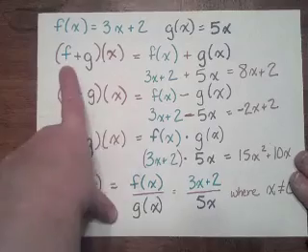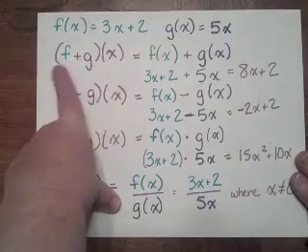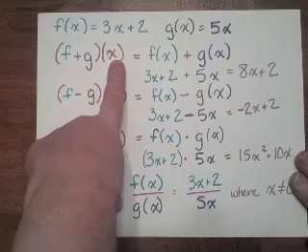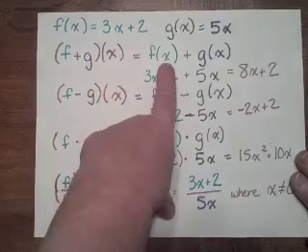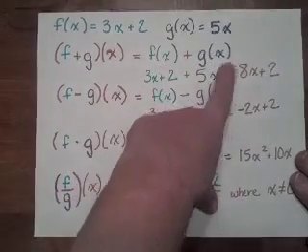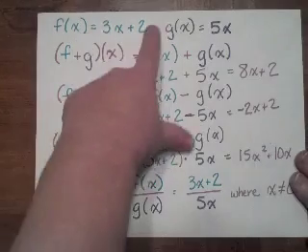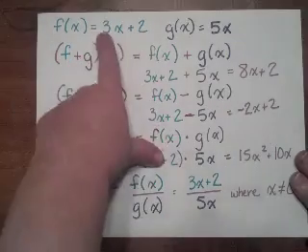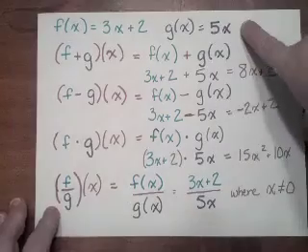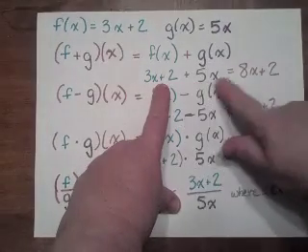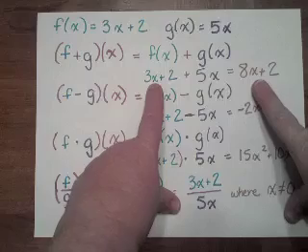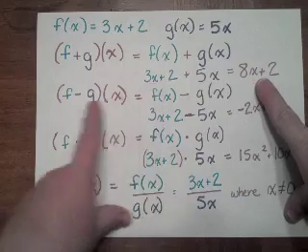If I have f plus g, those are my two functions of x, it's just like f of x plus g of x. Here's my f of x. If f of x is 3x plus 2 and g of x is just 5x, I can add those together, and of course I can add like terms. I get 8x plus 2.